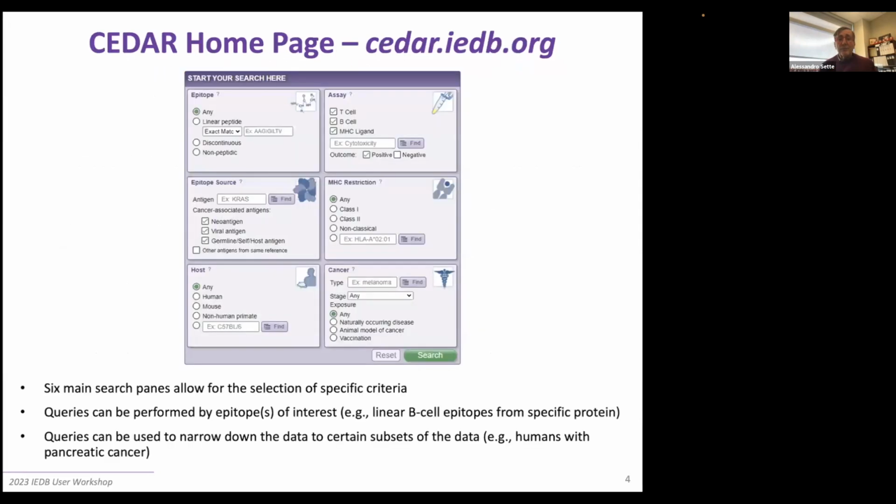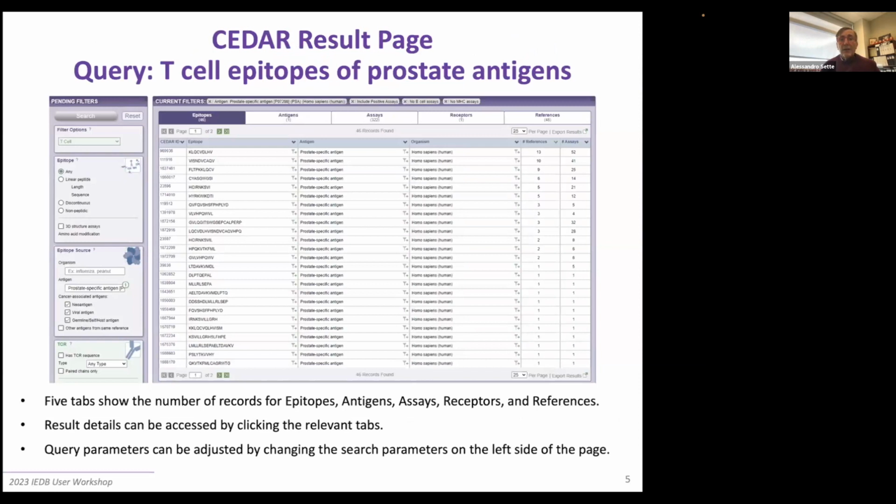So by now you're familiar with the CEDAR homepage, with the main 6 search panes, which are very similar to what we have in the IEDB. And so when we do the search for the prostate antigens, here you have, this is an example with PSA. It's the same structure with the tabs showing the epitopes, the antigens, the assays, the receptors, and the references. And as in the IEDB, you can adjust the query parameters by changing what is entered in the various panes.